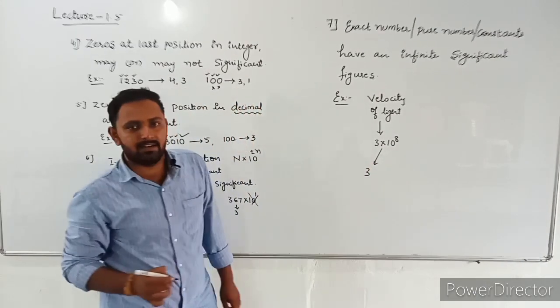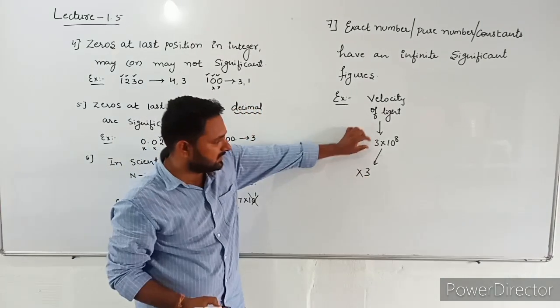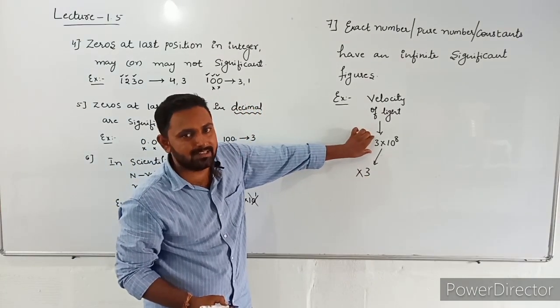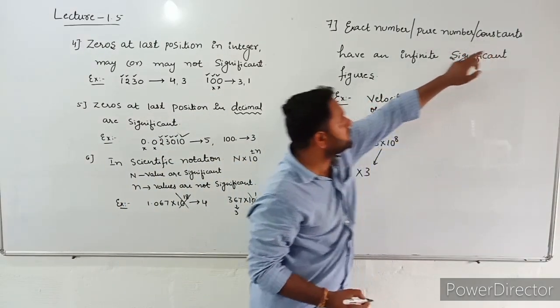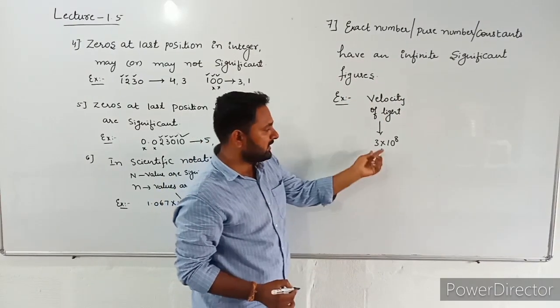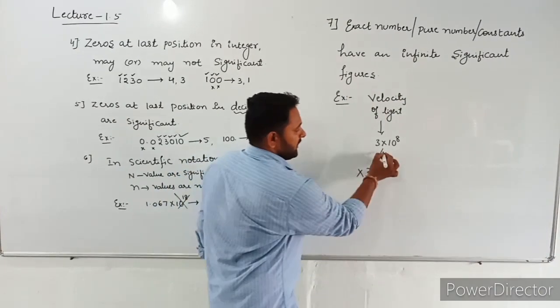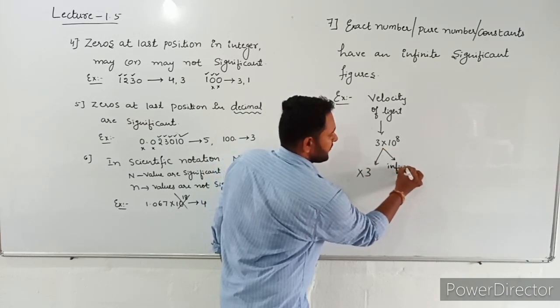3? Is it correct? No, it is wrong. Why? Because this number is a constant. It is fixed. We know that according to the 7th rule, constants have infinite significant figures. So how many significant figures are there? Infinite significant figures.